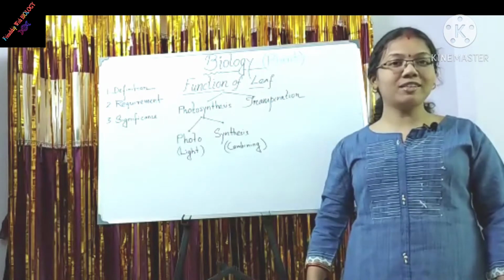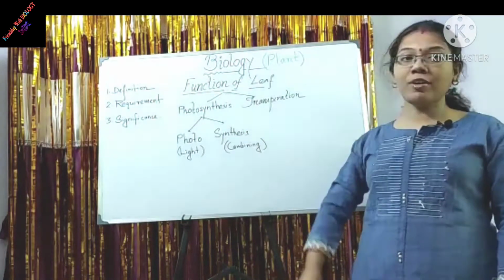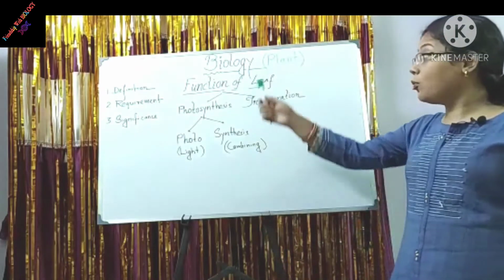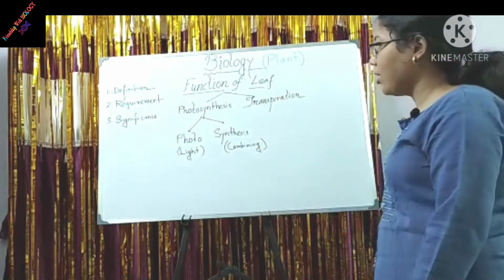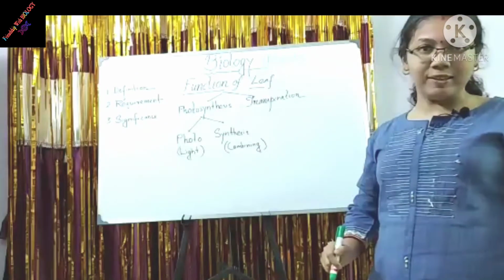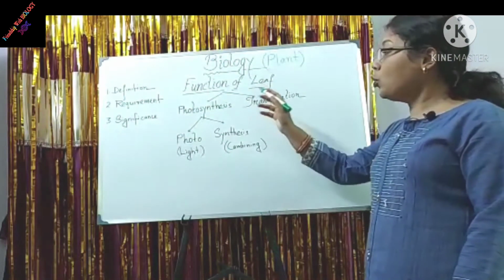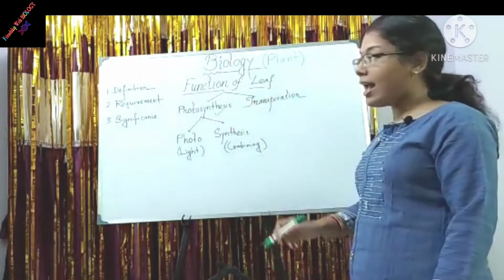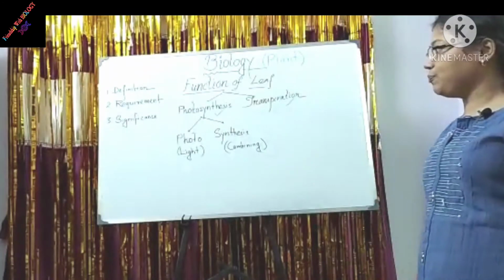Today I will discuss with you the function of leaf and modification of leaf. So let's start, friends, with the function of leaf. Leaf is a very important part of a plant. Leaf has two important functions. Number one, photosynthesis, another one, transpiration.